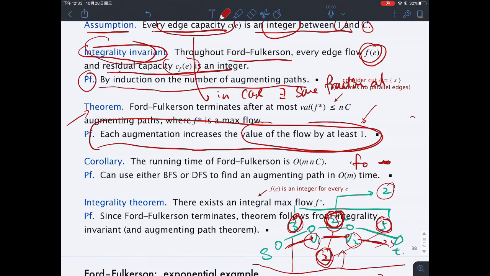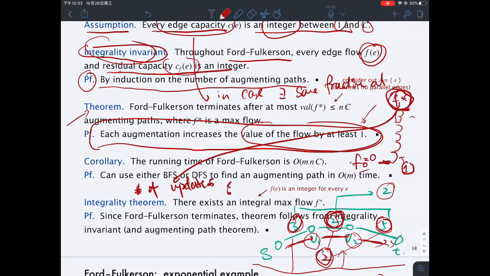Imagine that we start with an empty flow, and at the end there is some optimum flow we don't know. But we know that every round when we update the flow, the value of the update is at least 1. That basically means that the number of updates is at most as large as the value of the flow. So that's the first part: the number of augmenting paths that's needed is at most the value of the flow.